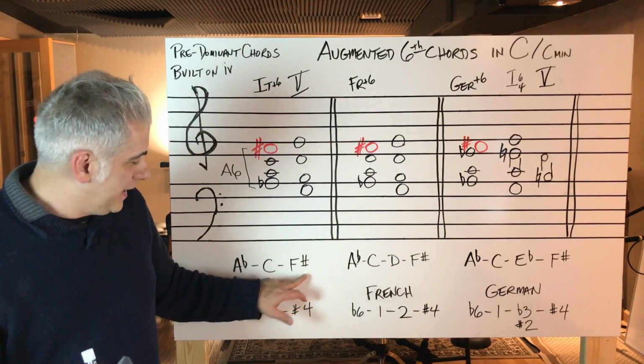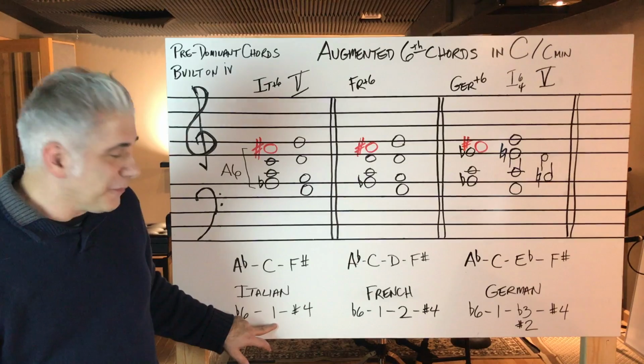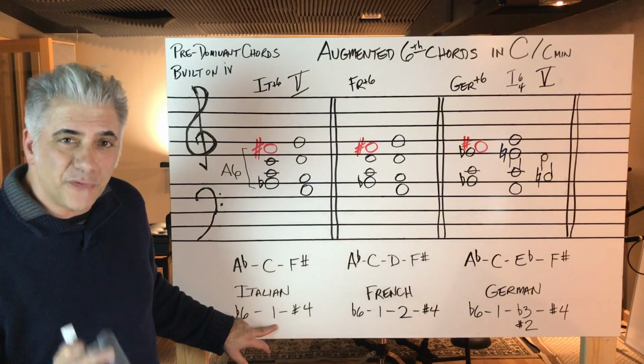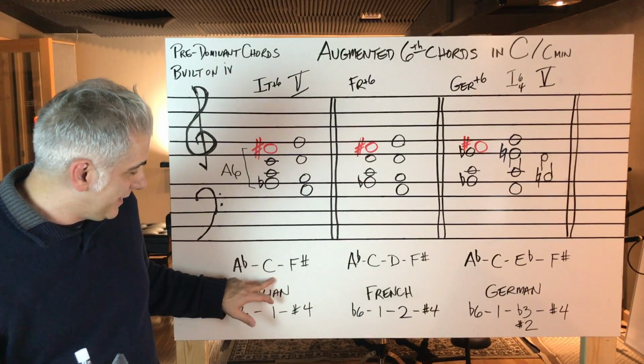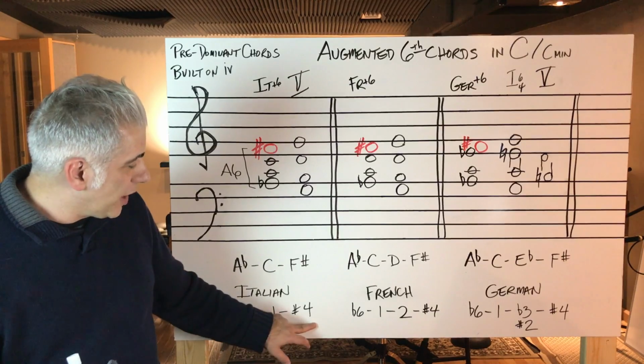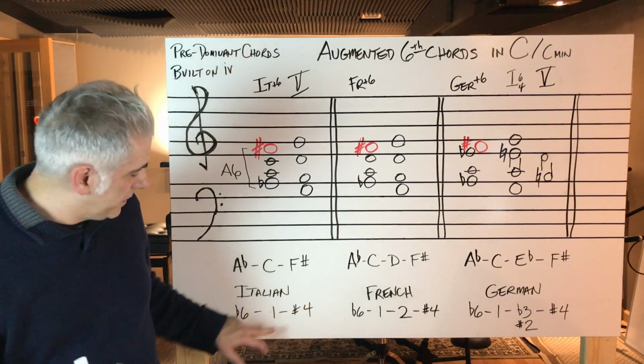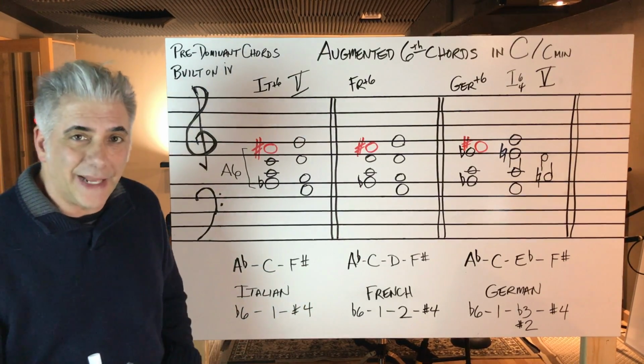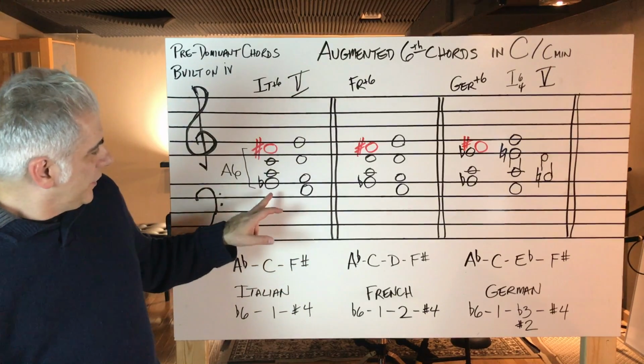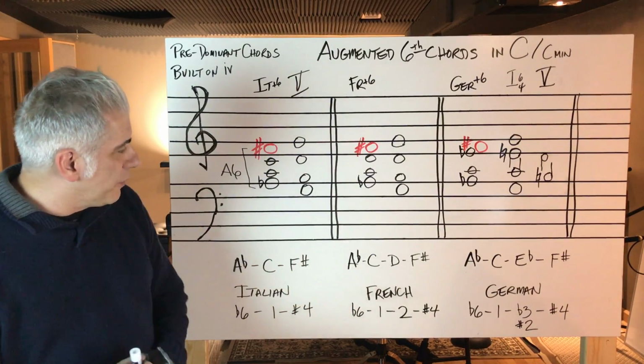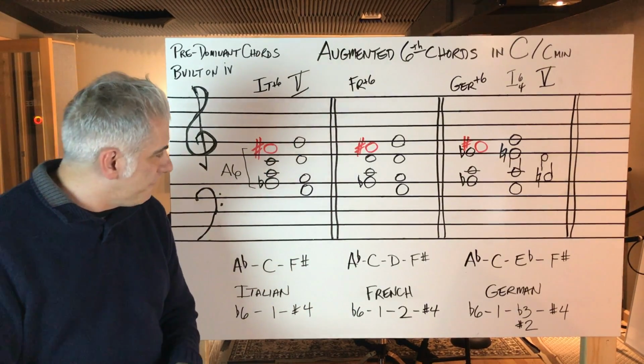Whatever key you're in, it has the root of the key. So if you're in the key of C or C minor, it has a C in it. Then it has the sharp 4, which would be F sharp, and it has the flat 6, which would be A flat. So, very simply, the way that these things work, you have to understand the voice leading of them.